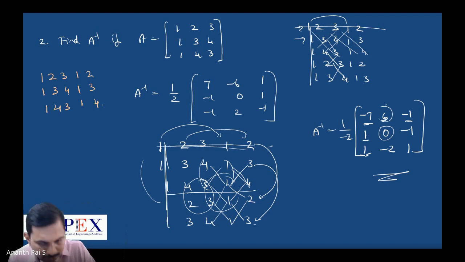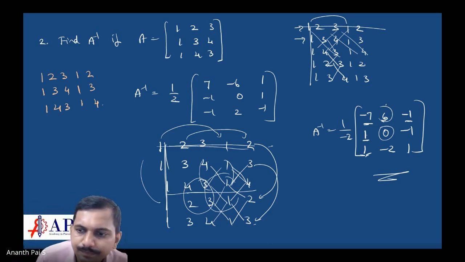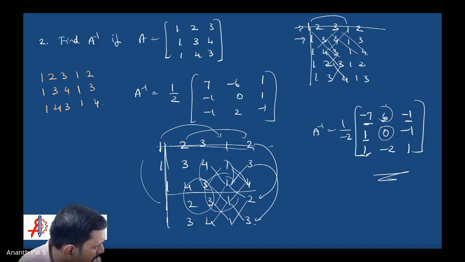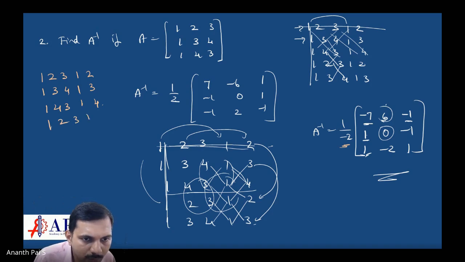Now here observe. From this you can find the determinant, which comes out to be -2, so we have written it. How to find out the adjoint matrix? Write this: 1 2 3 1 2, 1 3 4 1 3.